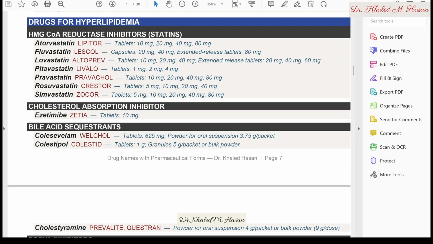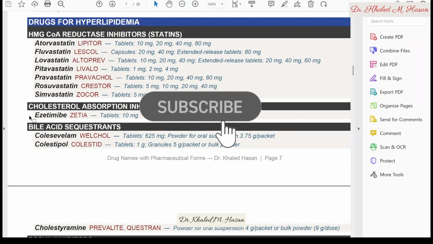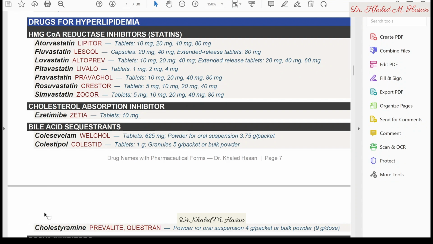Okay, so before we go on the PowerPoint slide, we have the PDF file here to explain the drugs used for hyperlipidemia. We have HMG coenzyme A reductase inhibitor, statin. As you can see, it's here. We have atorvastatin, Lipitor. We have fluvastatin, Lescol. We have lovastatin, pitavastatin, Livalo. We have pravastatin, Pravachol, rosuvastatin, Crestor. Then we have simvastatin. We have cholesterol absorption inhibitor, ezetimibe, Zetia tablets. Then we have bile acid sequestrant, colesevelam, colestipol, cholestyramine.